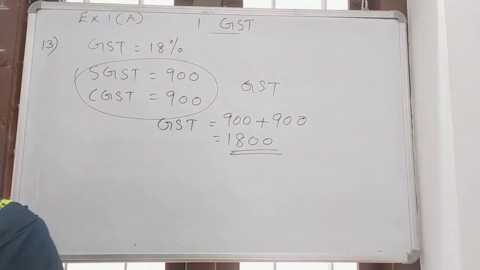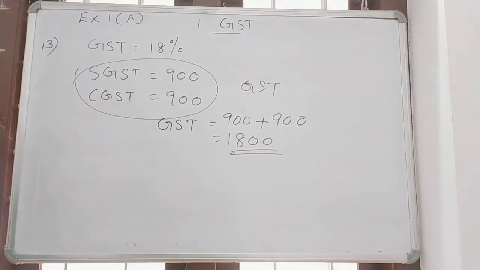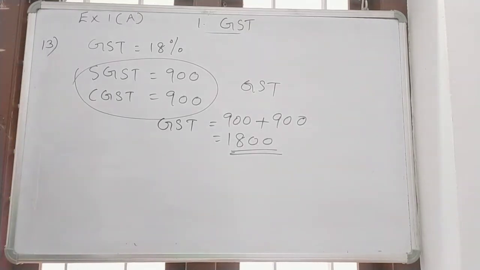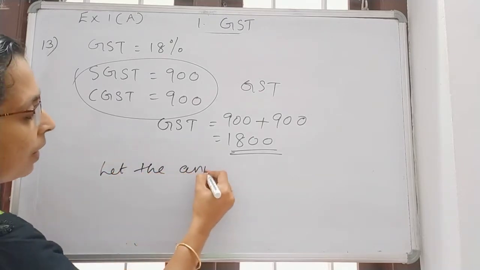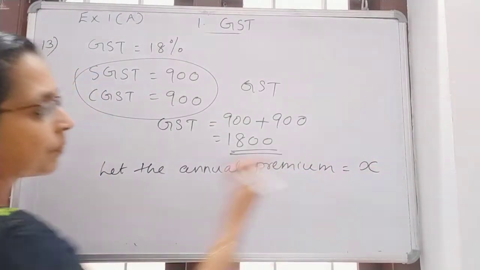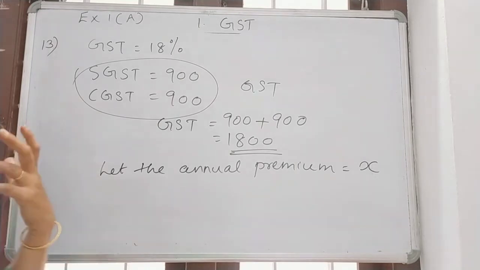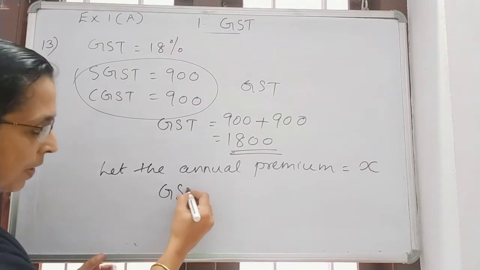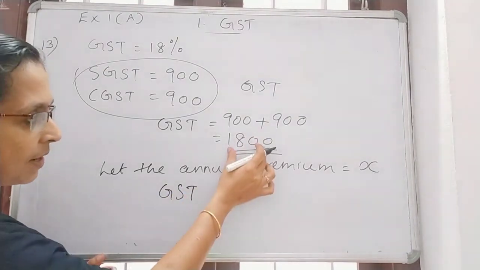Got it? Then next what we want to find out? Read the question. Total annual premium paid by him. So, premium we don't know. Let the annual premium be X. We don't know. For that, he is paying 18% GST. So, GST is paying. We have GST as 1800.